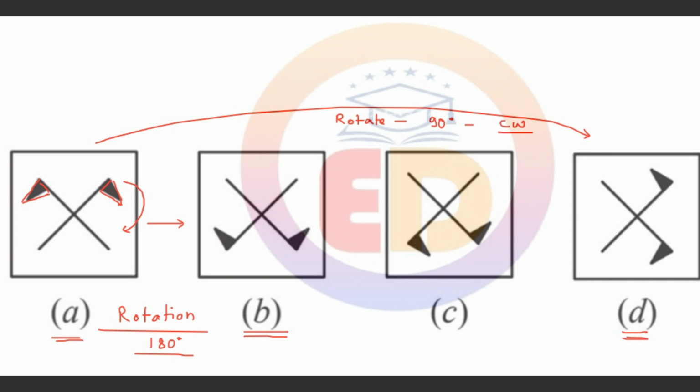So basically figure A, figure B and figure D can be obtained by rotation. However, the figure C cannot be obtained by rotation as the direction of the triangles attached to the lines is changed. That is our answer, option number C.